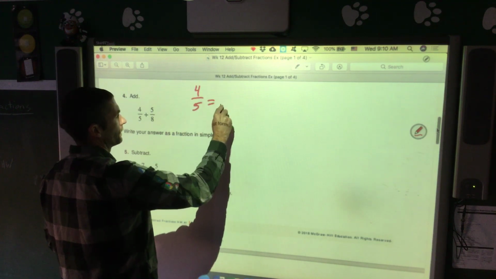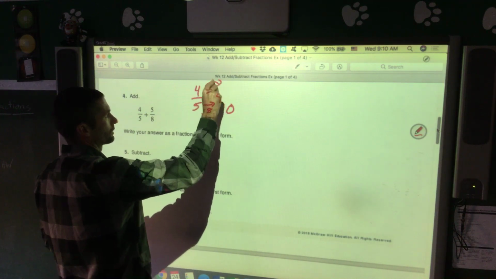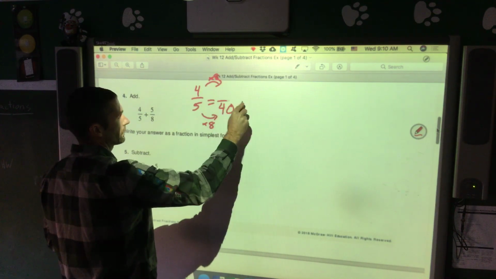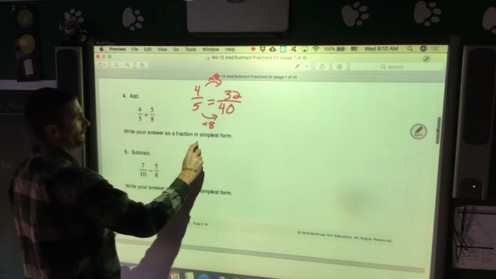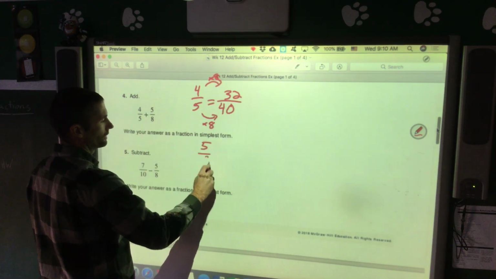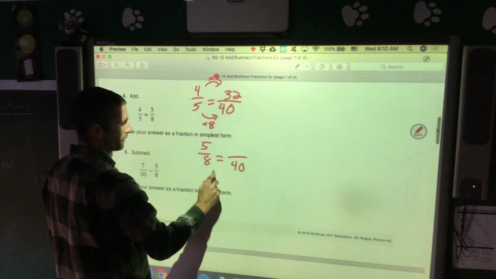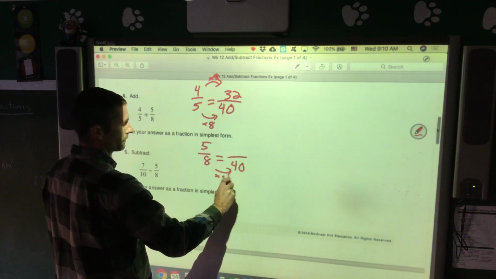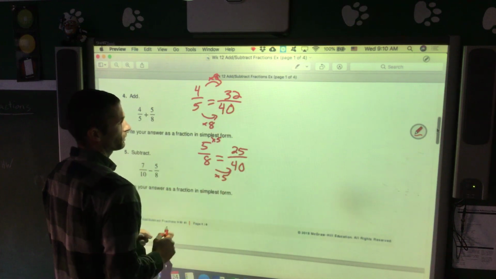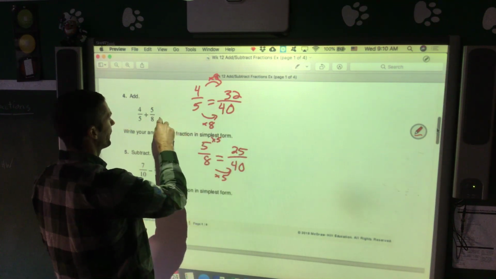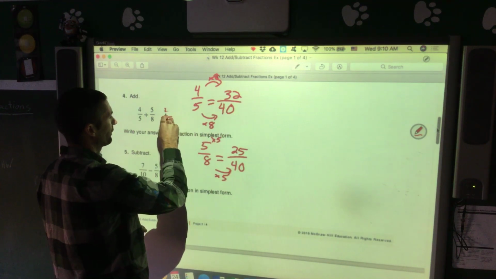4/5, 40. 5 times 8. So whatever you do to the denominator, we do to the numerator, 32/40. 5/8. That's why I like to write it vertical instead of horizontal, because then we can just look up and down. Times 5, 5 times 5 is 25/40. 32/40 plus 25/40. My denominator is still going to be 40. My numerator is going to be 57.